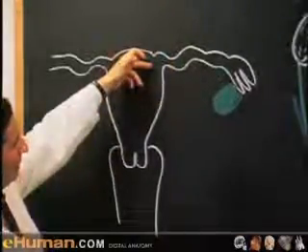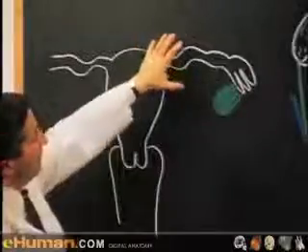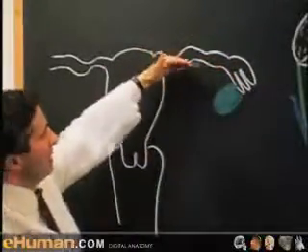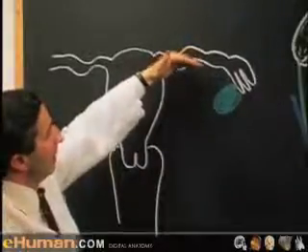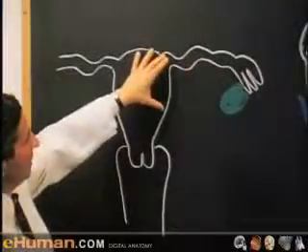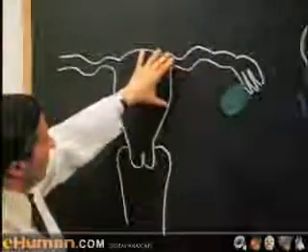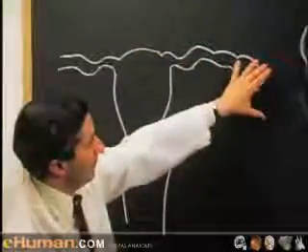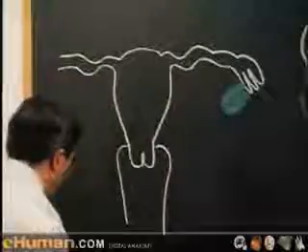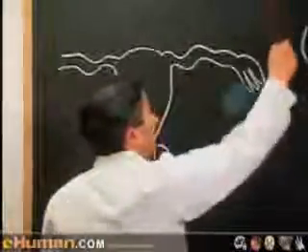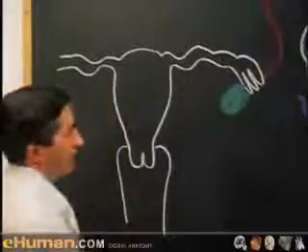Now it must be appreciated that the uterine tube lies in the upper free margin of the broad ligament. The broad ligament being defined as that part of the peritoneum which extends laterally from the lateral edge of the uterus to the lateral wall of the pelvis. Now the ovarian artery enters the ovary in this manner.